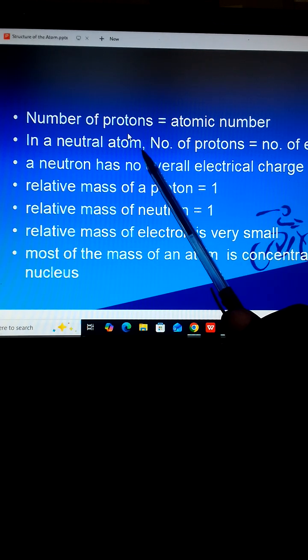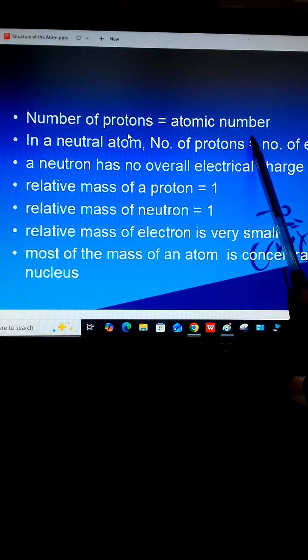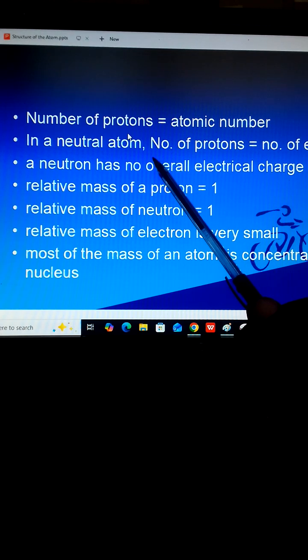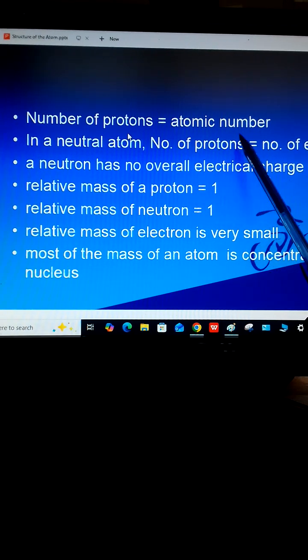Now, in a neutral atom, the number of protons is equal to the number of electrons. We are saying this because an atom may attain either a negative charge or a positive charge in chemical bonding. But if the atom is neutral, then the number of protons is equal to the number of electrons.